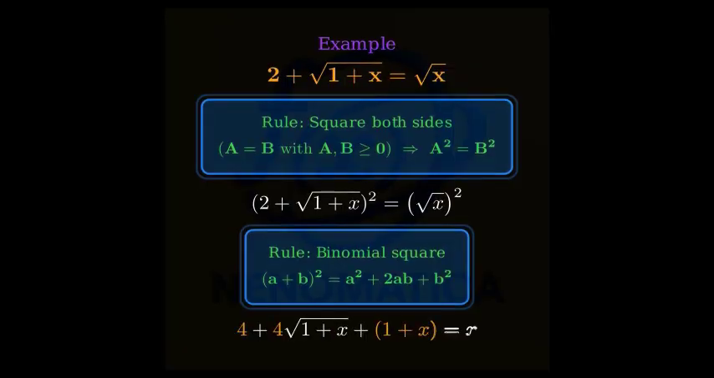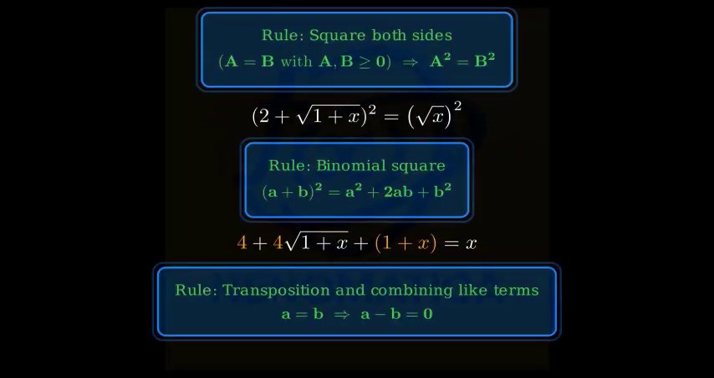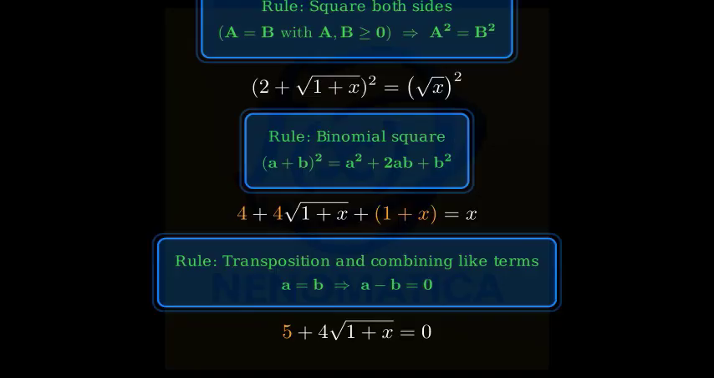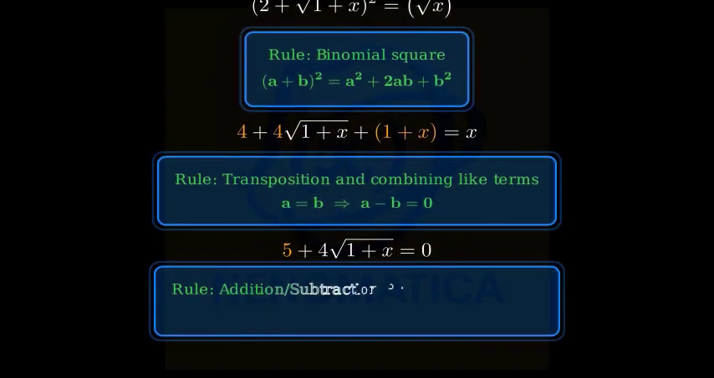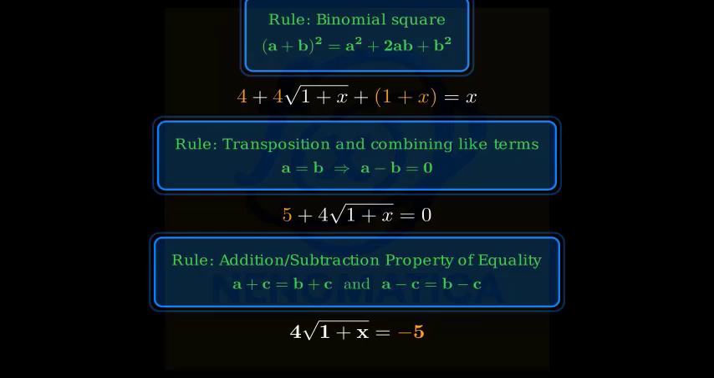Expanding gives 4 plus 4 times the square root of 1 plus x plus 1 plus x equals x. Collect like terms. We transpose x from the right to the left and combine constants. That simplifies to 5 plus 4 times the square root of 1 plus x equals 0. Isolate the radical term. Subtract 5 from both sides. We obtain 4 times the square root of 1 plus x equals negative 5.